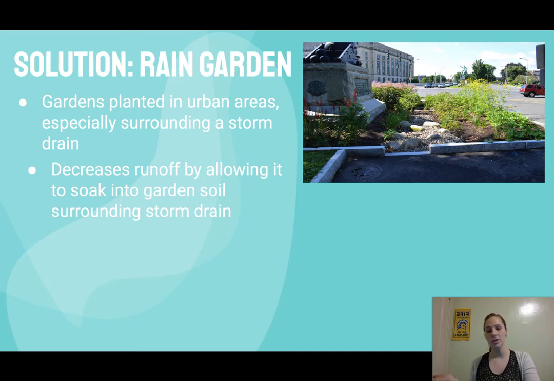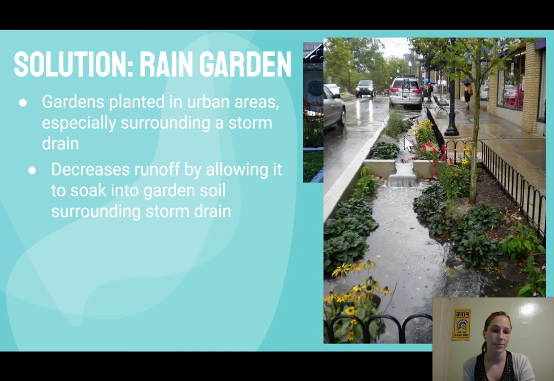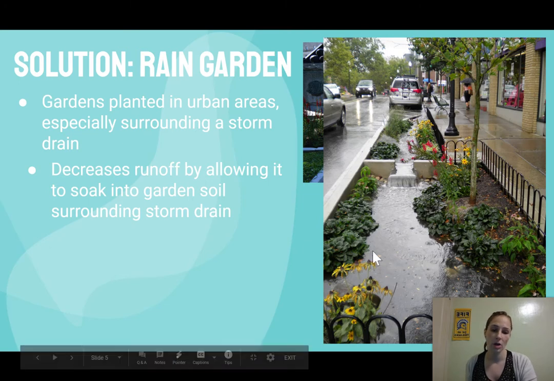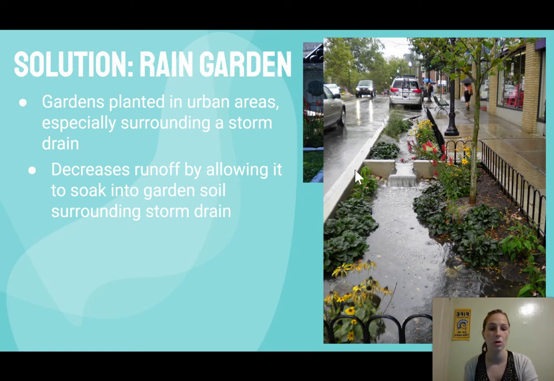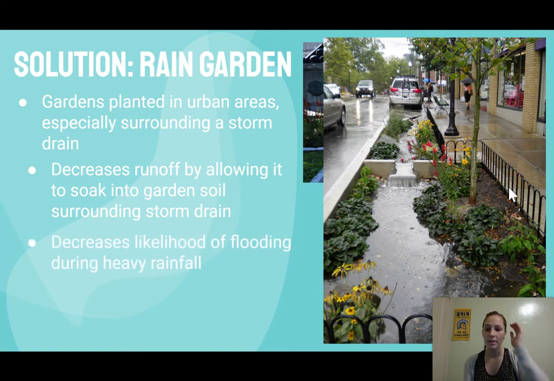Now, this is going to decrease runoff because it allows the water to soak into the garden soil that surrounds the storm drain. So here's a better example of what it could look like in an urban environment. The water is going to go off of the road and straight into these areas. And eventually, although there's kind of a lot of water right now, that will end up soaking into the ground. So it's no longer just being trapped on the road and going straight into storm drains. This also is going to decrease the likelihood of flooding during heavy rainfall because, again, the water is not just sitting on top of this impermeable surface. It's able to go down into the ground.